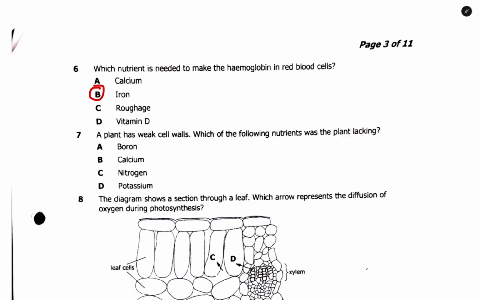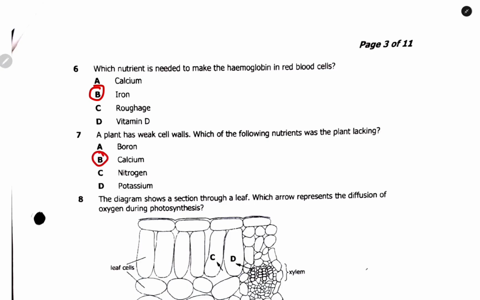Okay, like I've said, also look at these in detail. Question 7: a plant has weak cell walls. Which of the following nutrients was the plant lacking? So here, calcium is the one that is responsible for cell wall formation. And of course, lack of calcium results in weak cell walls. So the answer here is B.